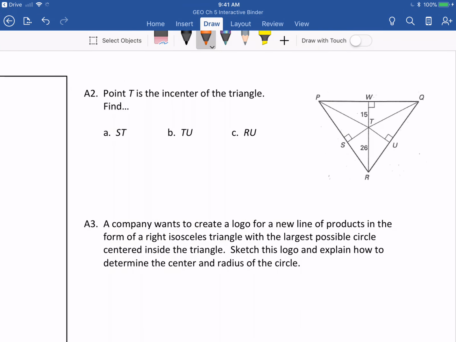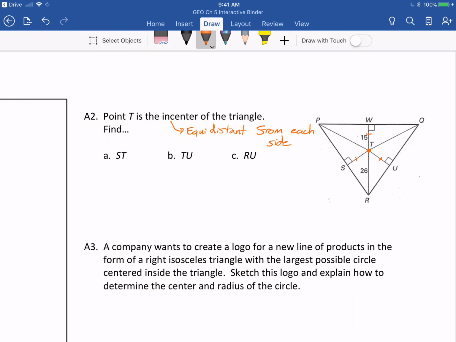It says point T is the in-center of the triangle. Okay, so that is the in-center. And it says that means that, and I want you to write this next to it, the in-center means it is equidistant from each side. Okay, so what that means is that this length here is congruent to this length, which is also congruent to that length. So that point in the middle is equidistant to each side.